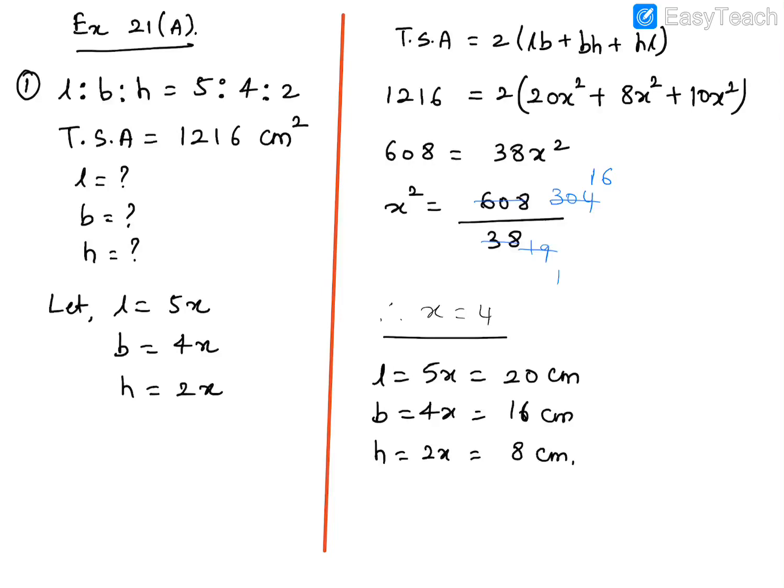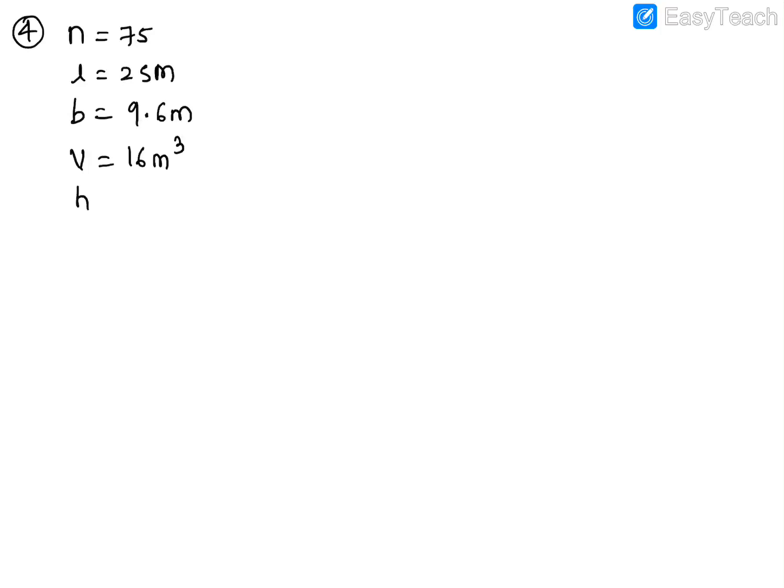Then guys, next problem, number 4. In the fourth one they say 75 persons can sleep in a room 25 meter by 9.6 meter. Number of people who can sleep is 75. In the room, length is 25 meter, breadth is equal to 9.6 meter. And each person requires 16 meter cube of air, so volume is equal to 16 meter cube. Find out the height of the room.